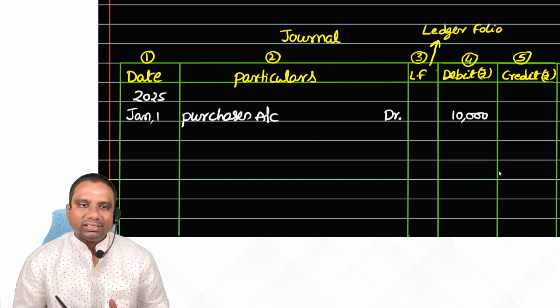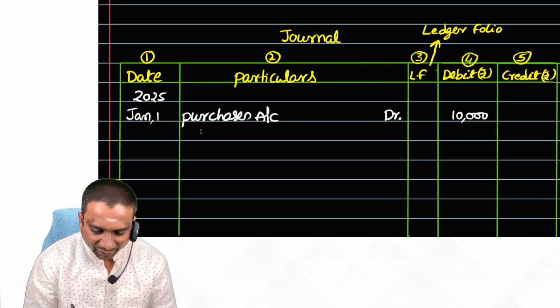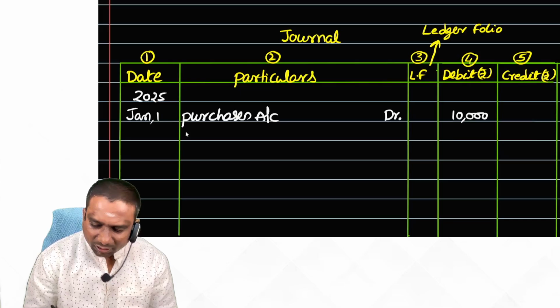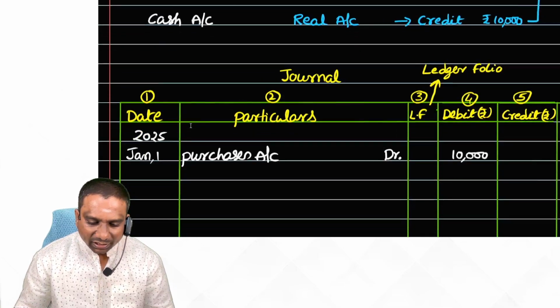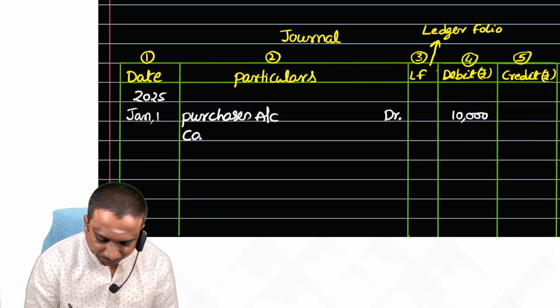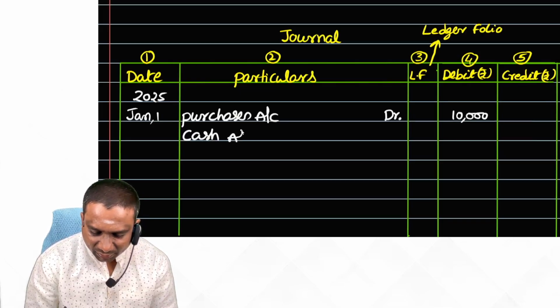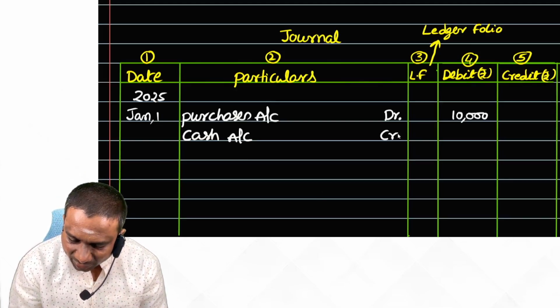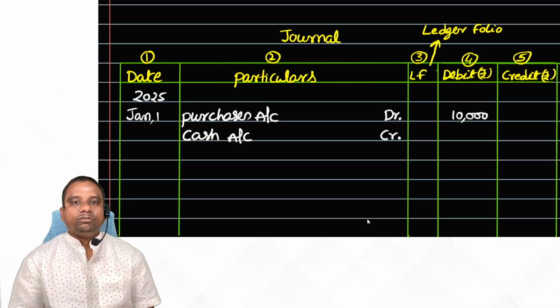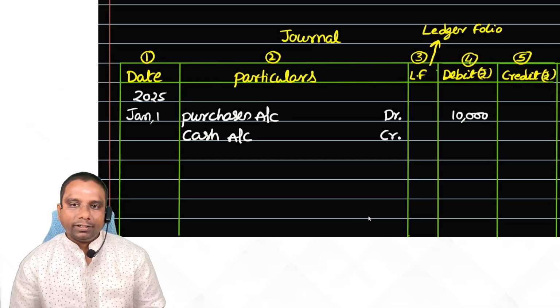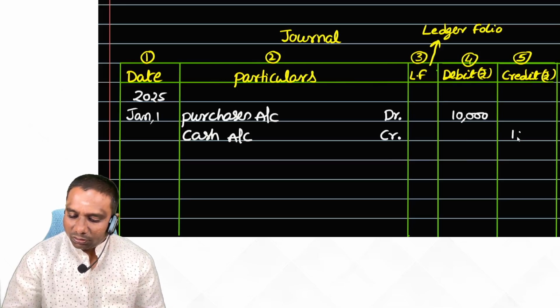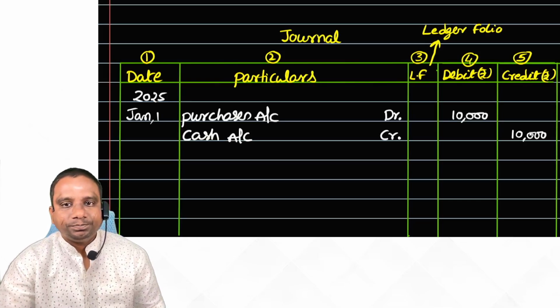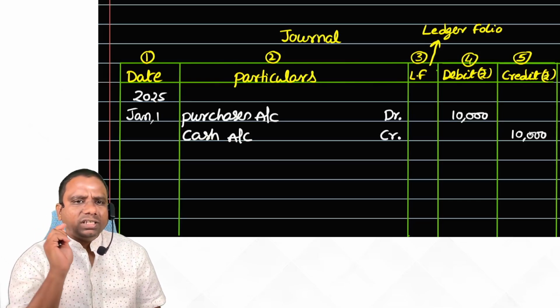Next, come to the next line. Write down what is the next account credited? Cash account. Cash account is credited now. To indicate this, we have to write CR. Cash account credit. How much amount? Same amount. So write it in the immediate next column, the credit column. Is it clear?